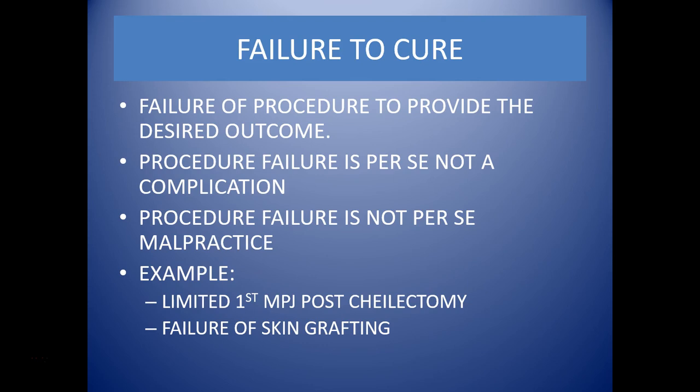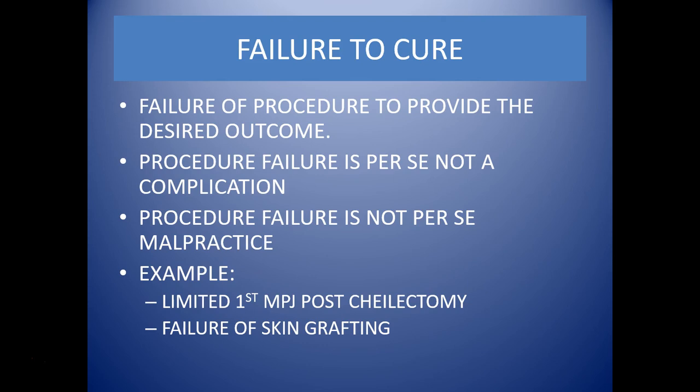For example, doing a cheilectomy on a great toe for hallux limitus and failing to get adequate post-operative range of motion or relief of pain. Is that a complication, or is that failure to cure? And I would argue that if the choice of a cheilectomy was reasonable, or the choice of a decompression osteotomy was reasonable, or the choice of any procedure was reasonable, and it simply failed to cure, failure to achieve the desired end result, that is not a complication and shouldn't be described that way. It was simply a failure to cure.